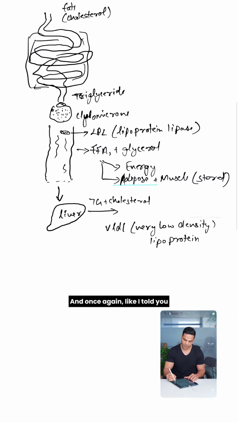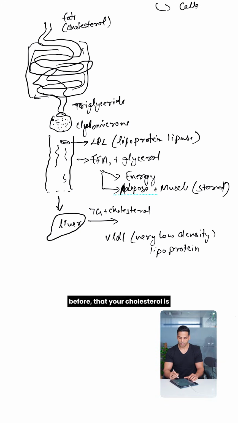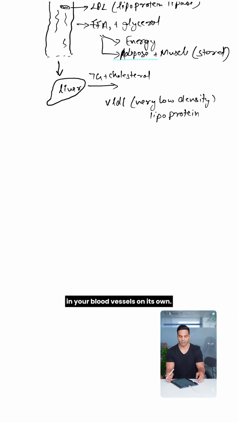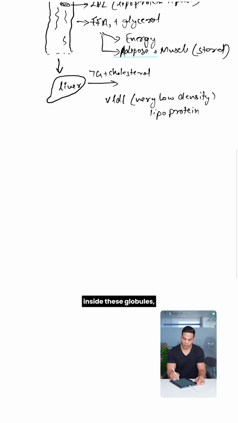And once again, like I told you before, your cholesterol is a type of lipid. It's a wax-like substance, so it cannot travel in your blood vessels on its own, and so it needs to be trapped inside these protein globules so that it does not get deposited in your arteries, right? So VLDL will pick up triglyceride plus cholesterol, and as the VLDL distributes these triglycerides and cholesterol into your tissues, you will further have IDL, or intermediate density lipoprotein.